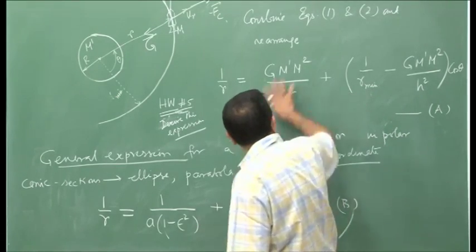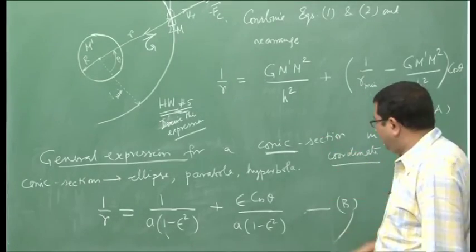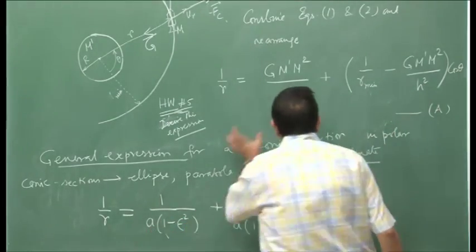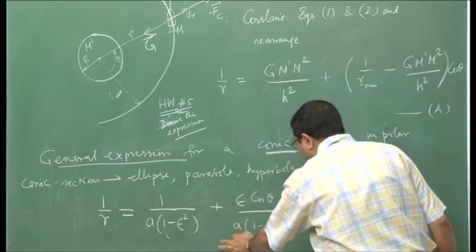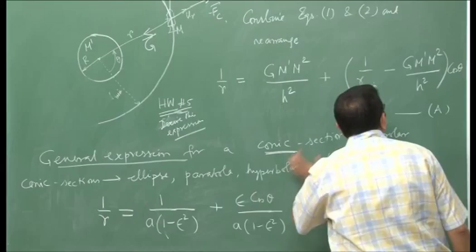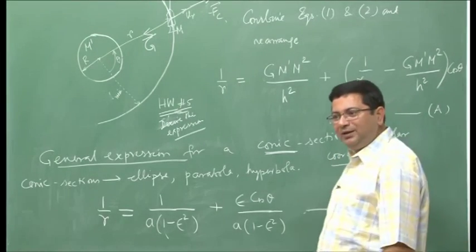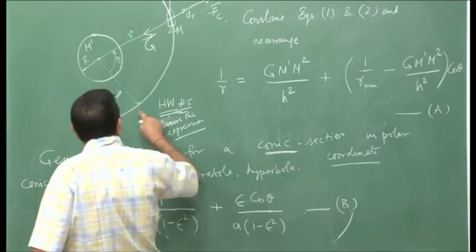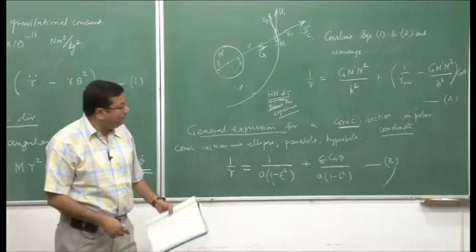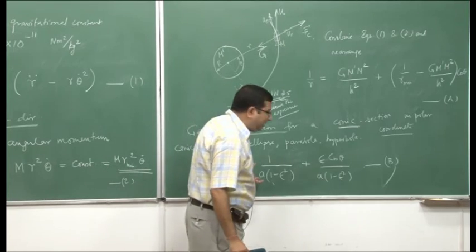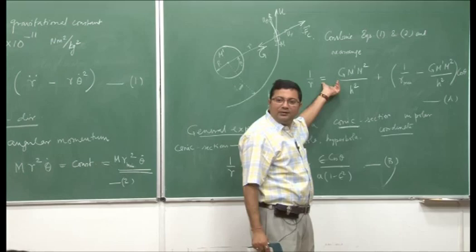So, this is a general expression for a conic section. Notice the similarity between these two. They look very, very similar in form. This term here can be equated to this. This term here, epsilon upon a 1 minus epsilon square, can be equated to this, because we have cos theta appearing here. So, if we consider this path taken is a conic section, we now have a similarity between the general definition of a conic section and the orbital mechanics.